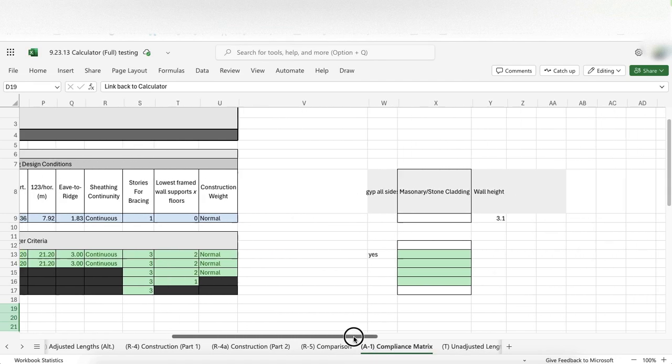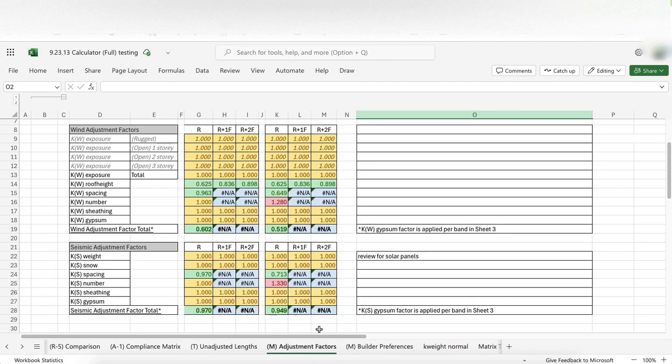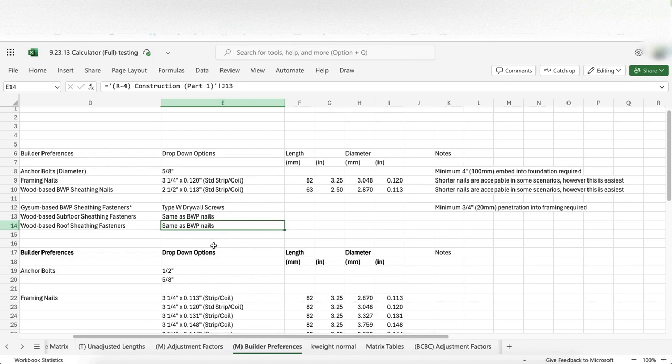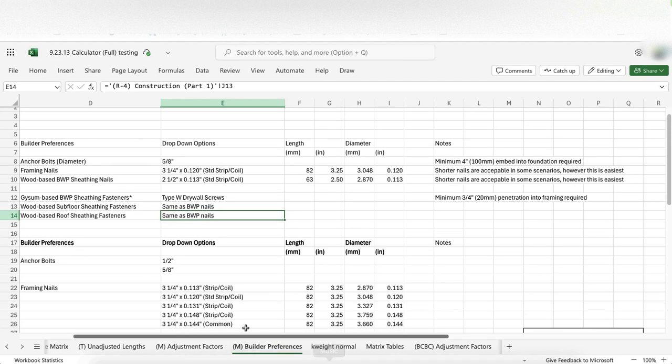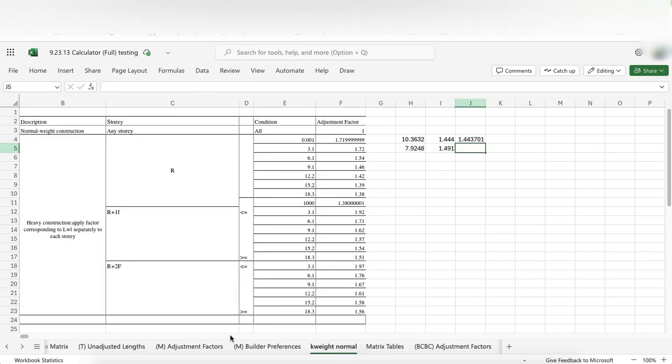You can see I've pulled it out of the main page, but some of this stuff could be helpful as well, especially as we get into heavy construction and things like that. Unadjusted lengths we talked about. The adjustment factors we spoke about. This is all just back-end stuff that obviously isn't formatted, but a lot of the other tables are linking to this information. So it is possible for me to change this source information.